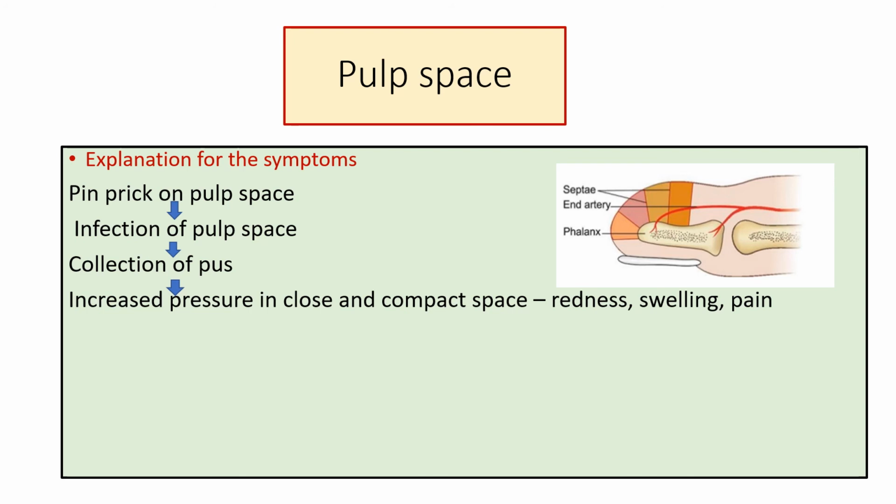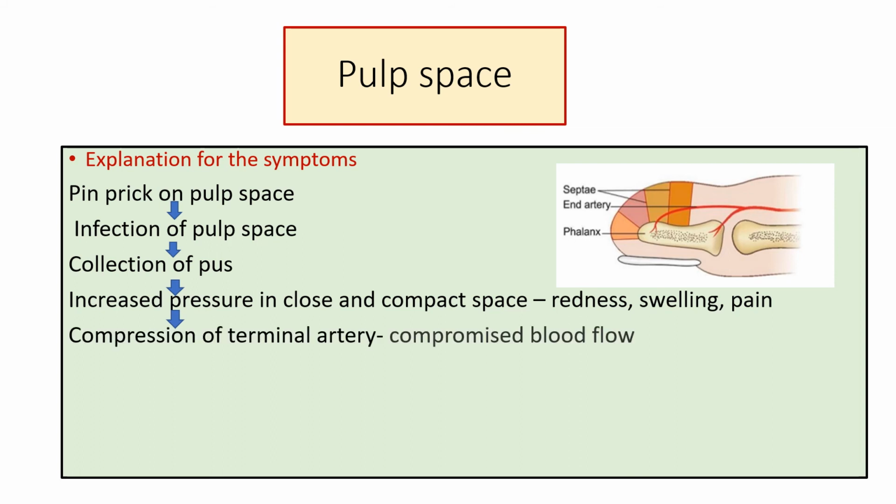In this picture you can see the septa dividing the pulp space into various compartments. The pus has accumulated in these compartments, and then there is compression of the branches of the terminal artery that are passing through the pulp space. So there is compromise in blood flow that has resulted in the avascular necrosis of the distal part of the terminal phalanx, which you can see in this picture.